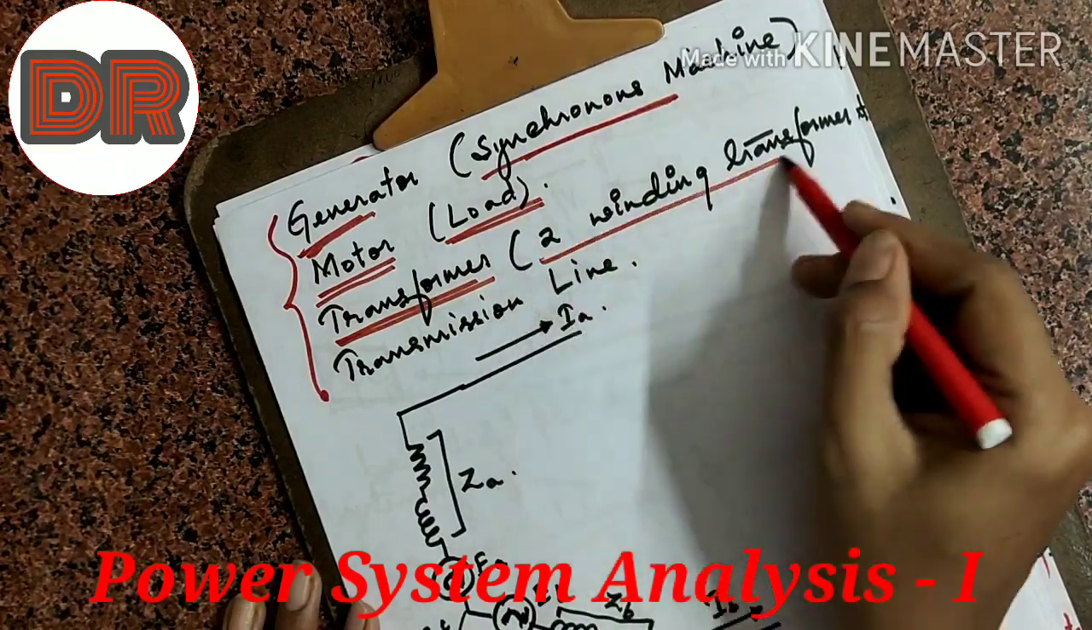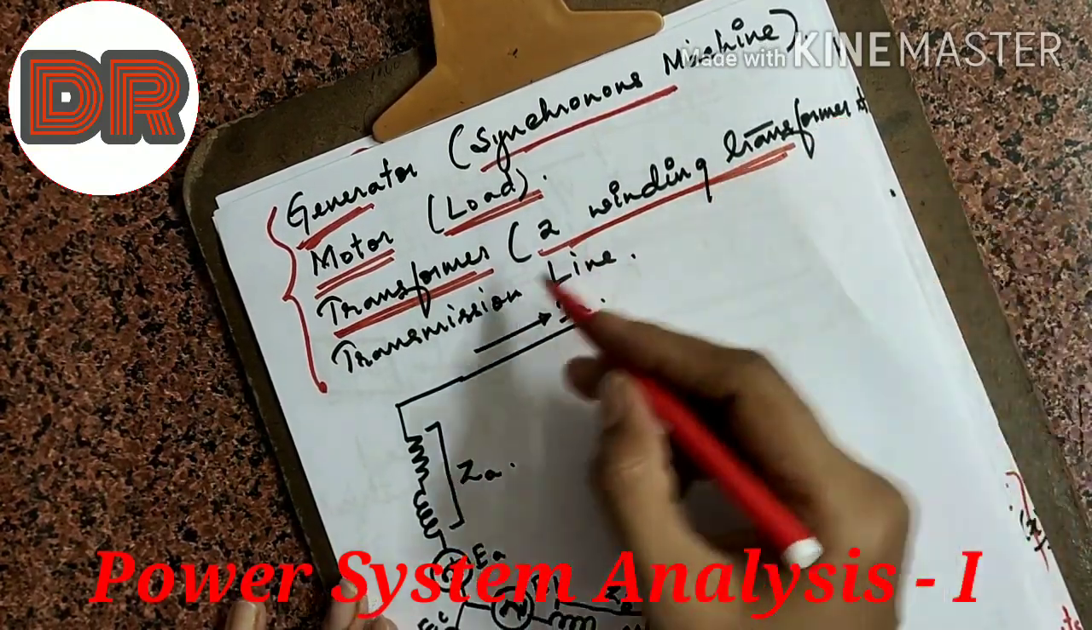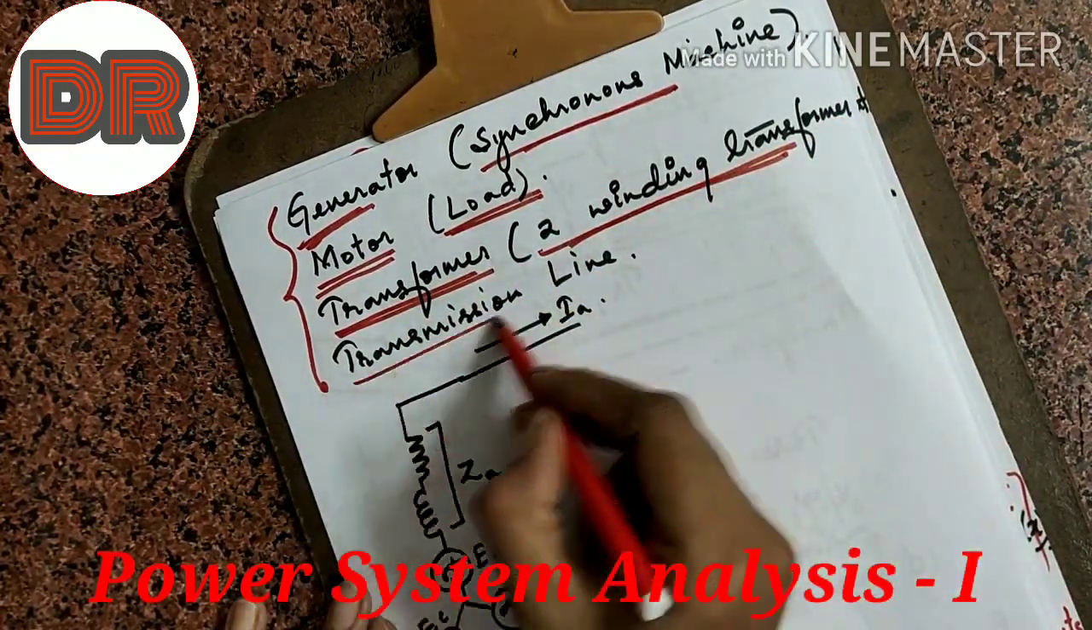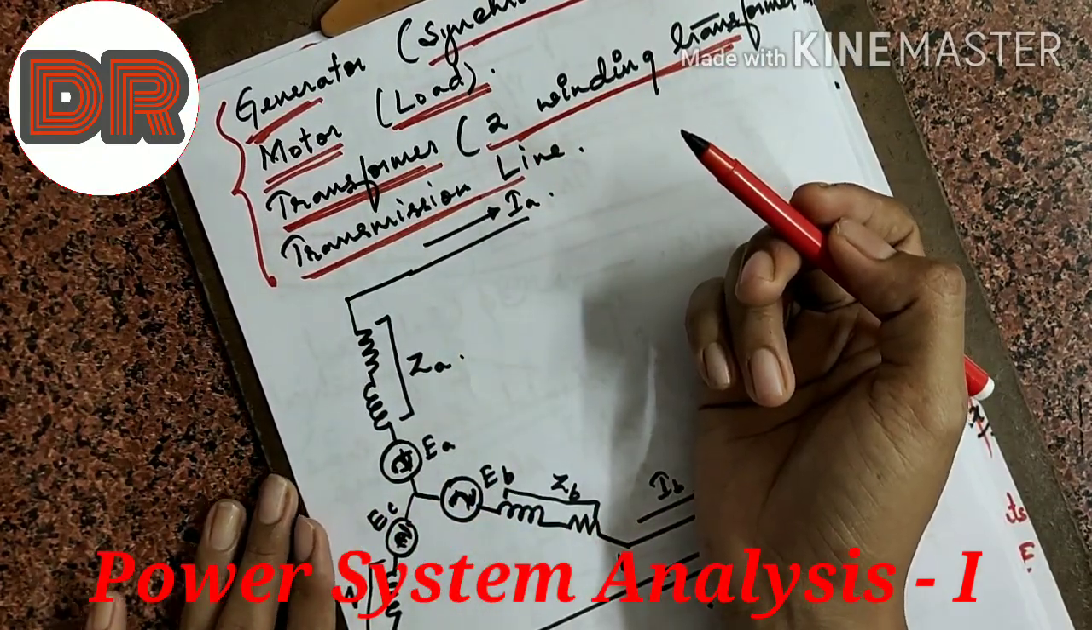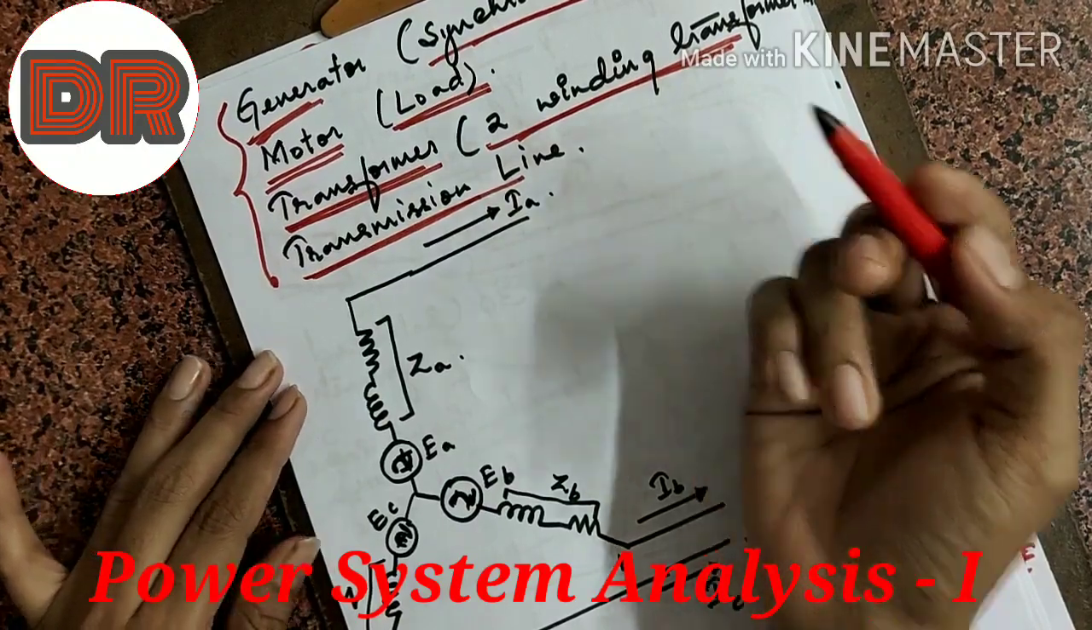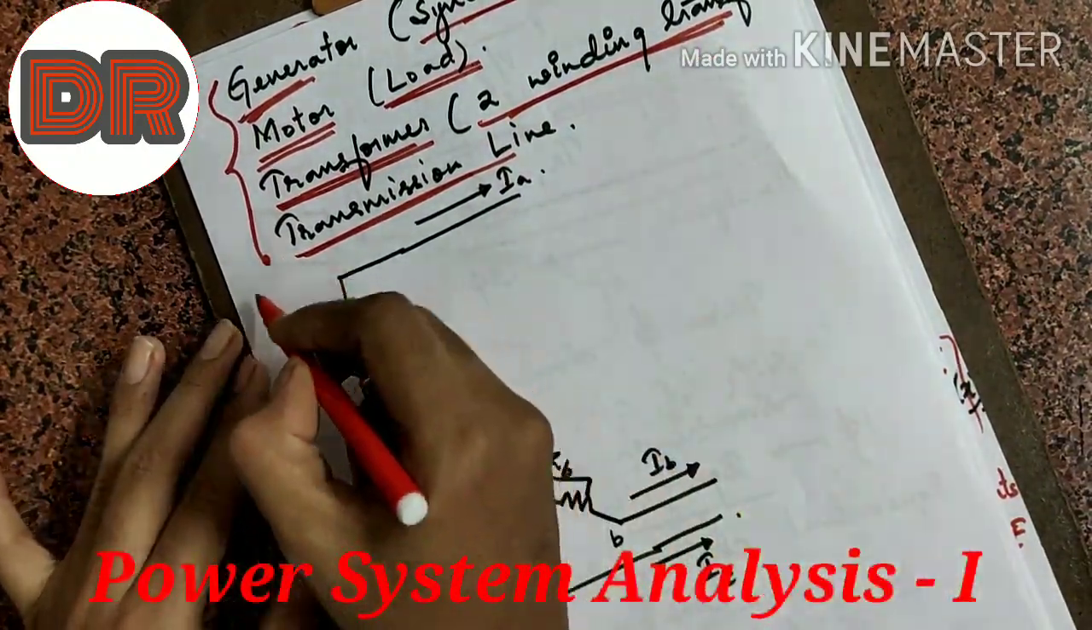And we have the transformer. Basically we will be using the two winding transformer equivalent circuit. The fourth one is the transmission line. So let us see one by one what the single phase equivalent circuit of all these components is. First one is the generator.